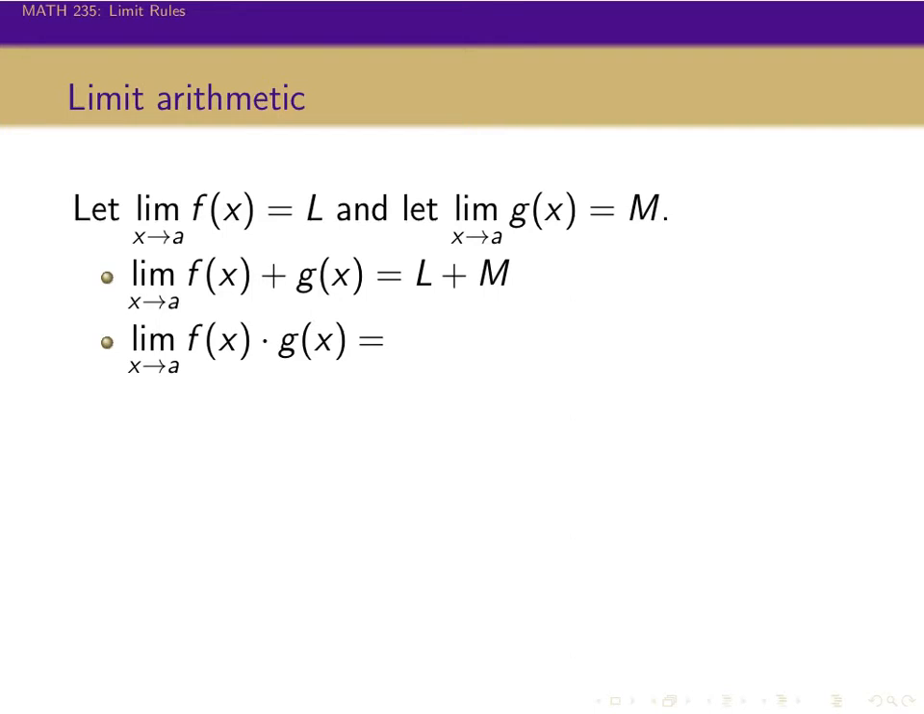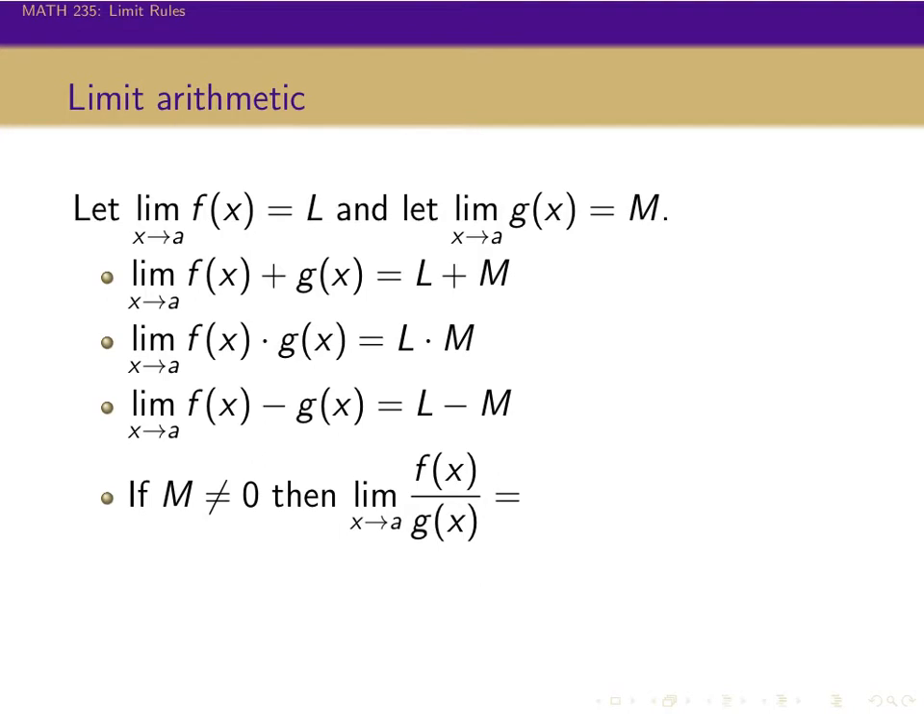So if f of x is getting closer and closer to L, and g of x is getting closer and closer to m, if we then multiply them together, something close to L times something close to m, it's going to end up being close to L times m. So the product of the two is going to go to the product of the limits. Next, let's do f of x minus g of x. So if f of x is getting close to L, and g of x is getting close to m, something close to L minus something close to m is going to give us L minus m.